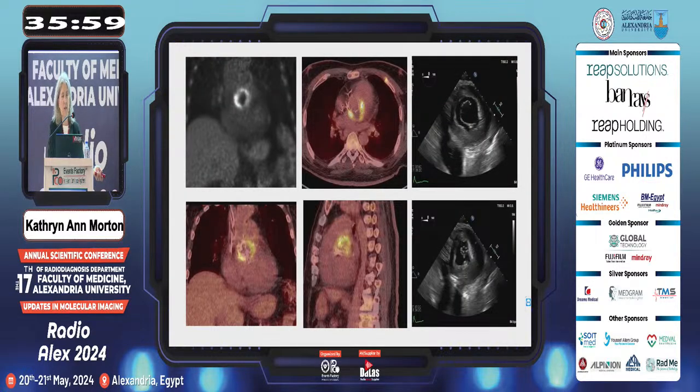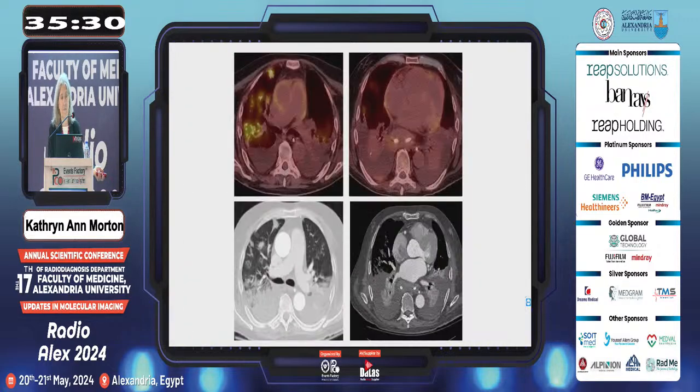This is another patient with intense uptake around the aortic valve. If you notice on ultrasound, there's actually a fluid collection around the aortic valve here. And this is a patient who had a perivalvular abscess. We are not as sensitive at picking up vegetations within the heart. Sometimes you can't see those, but for perivalvular abscesses, PET is quite sensitive.